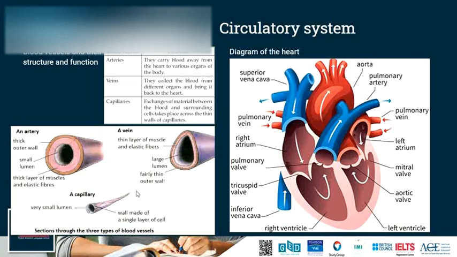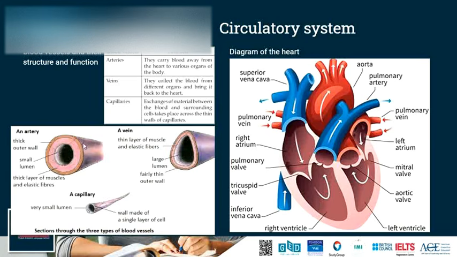We can see below the structure of the different blood vessels. Arteries have very thick walls and a smaller lumen compared to veins, and the thick walls contain muscle tissue and elastic fibers. Veins, on the other hand, have much thinner walls with less muscle and fiber. They have a much larger lumen, and veins as well contain valves to prevent a backflow of blood.